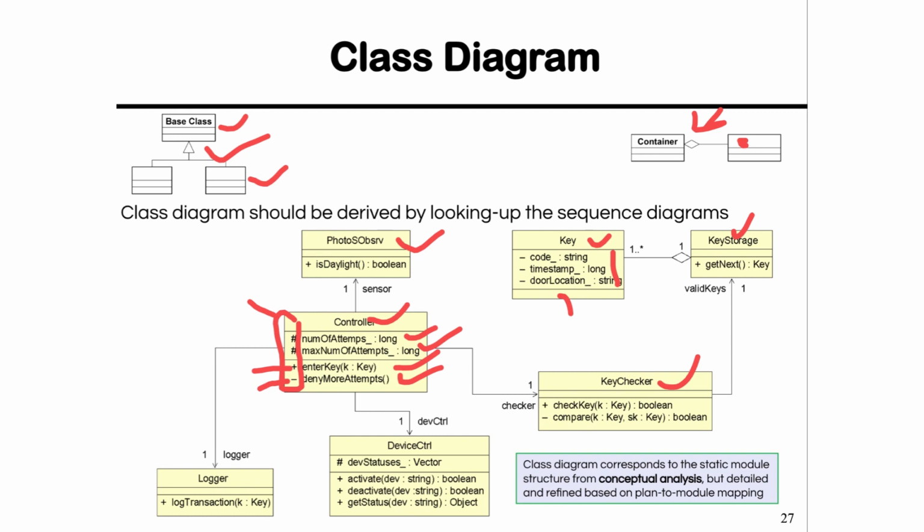The second one, relationships among classes, is also depicted here. For instance, here key and key storage have a one-to-many relationship. Here again, controller and key checker have a relationship. Controller with device control has a one-to-one relationship. Controller with logger has a one-to-one relationship. So the class diagram shows what state and what behavior objects have, with what other objects they are connected, and what type of relationship they have. All this is clearly and in detail modeled during the phase of class diagram.